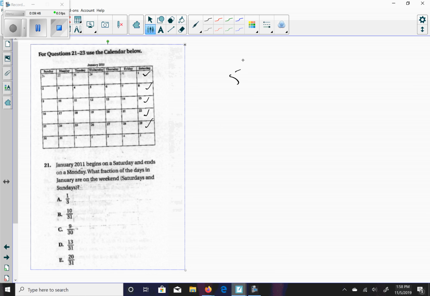So I have 5 Saturdays. Counting my Sundays, make sure you don't count that one because that's not in January: 1, 2, 3, 4, 5. So I have 5 and 5, which is 10 days on the weekend out of 31 days in January. My fraction is 10 over 31, which cannot be simplified. So the correct choice is letter B, 10/31.